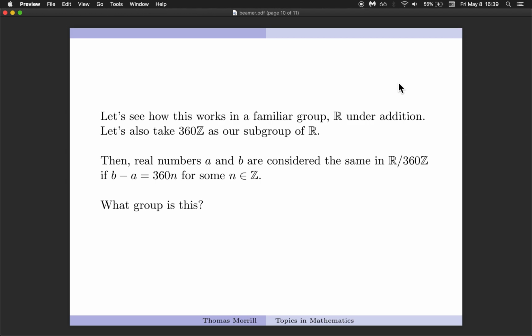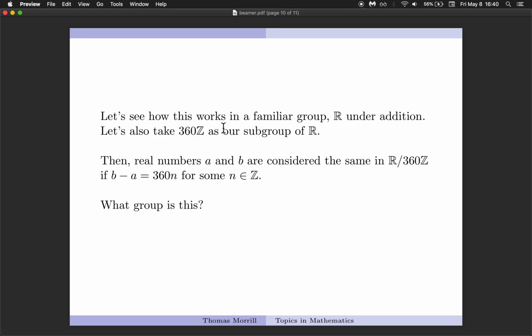I need to have a subgroup here, right? So according to yesterday's lecture, I want a set of real numbers which is still a group under addition. So I'm going to pick the multiples of 360. So every integer multiple of 360, that is still a real number. So this set of all the multiples of 360 is a subset of the real numbers.